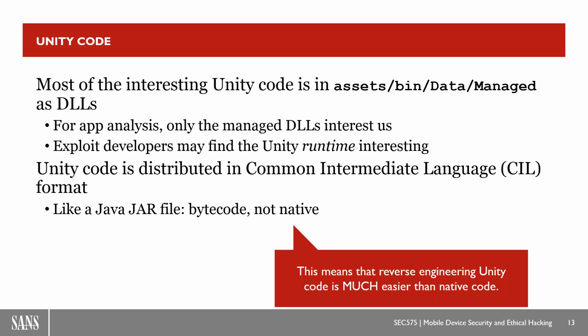Common intermediate language files are essentially what .NET applications use, and it's very similar to a Java jar file. If you've ever done reverse engineering of Java files, you know that it's fairly straightforward to take a Java jar file and turn it into reconstructed Java source code. Unlike a Windows PE file or maybe an iOS or Mac application, which when reverse engineered only gives you machine code, low-level assembly code, with Java and with any common intermediate language file, including Unity here, we actually get reconstructed source code like the developer would write it initially.